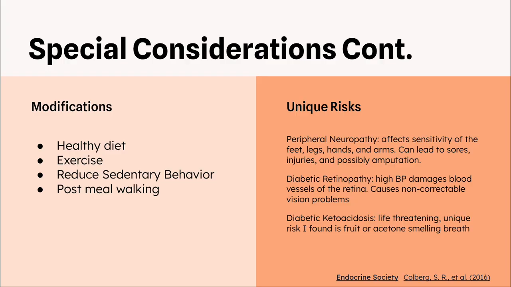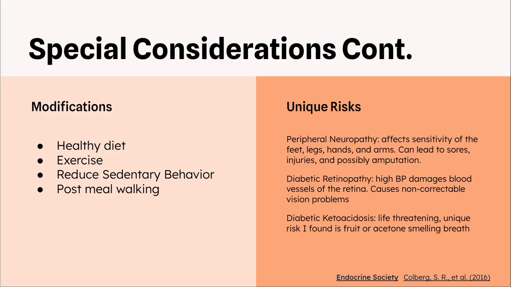I thought about it a while ago because I had heard something about it, and I just think that's super interesting. And then some unique risks are peripheral neuropathy, which is going to affect the sensitivity of your feet, legs, and hands, arms, and it can lead to sores, injuries, and possible amputation if they become infected or anything like that. Diabetic retinopathy is high blood pressure that will cause damage to the vessels on the back of the retina.